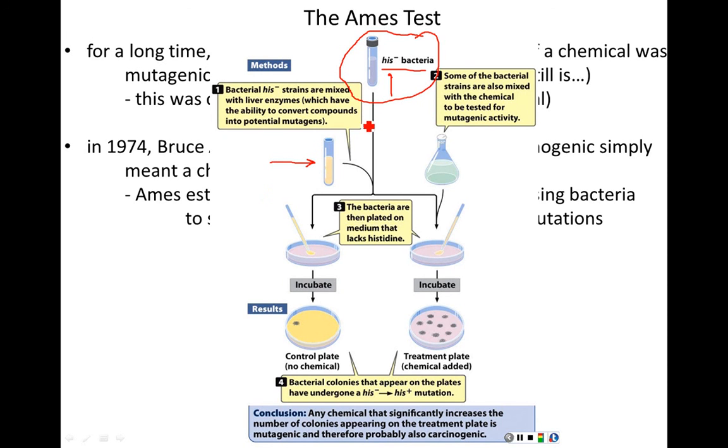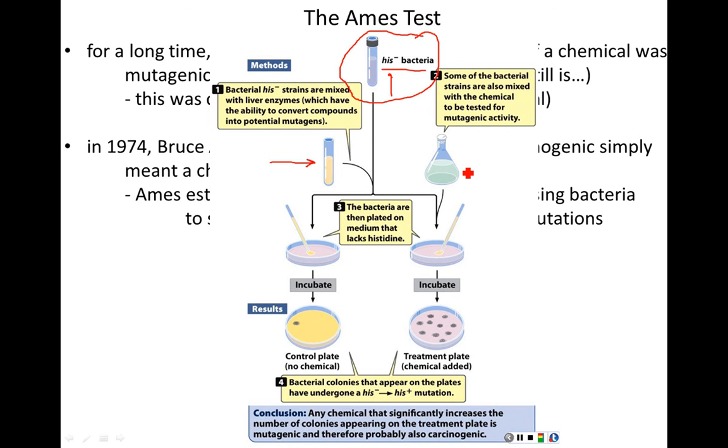So what Ames did was he took some of this bacteria and he grew them in the presence of histidine so that they would grow, as well as in the presence of the chemical that was being tested. And then he took these bacterial cells and he put them on a petri dish that contained media that was lacking histidine. Now, normally, those bacterial cells would not grow on that plate. There's no histidine in the media of the plate. The cells can't make histidine anymore, and the plate should be empty or void of cells.